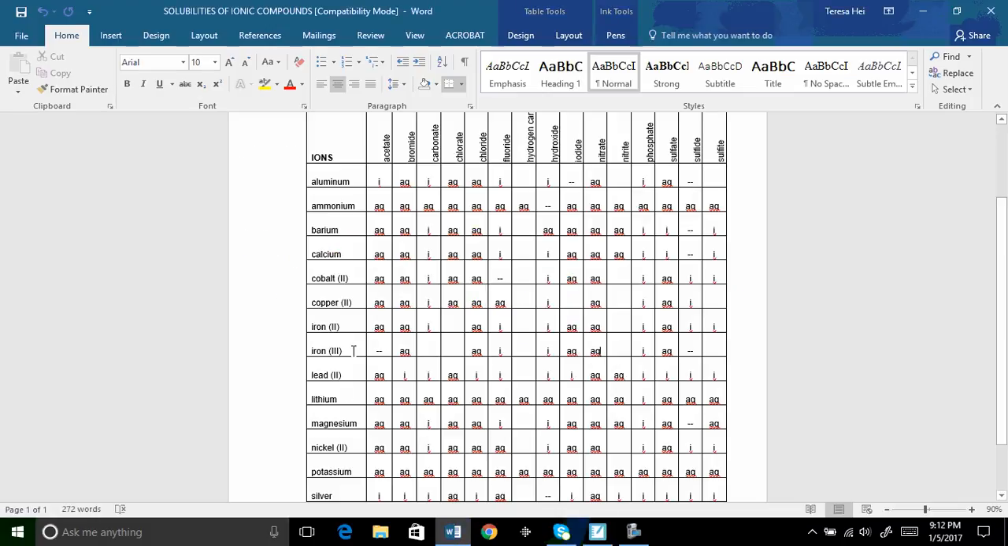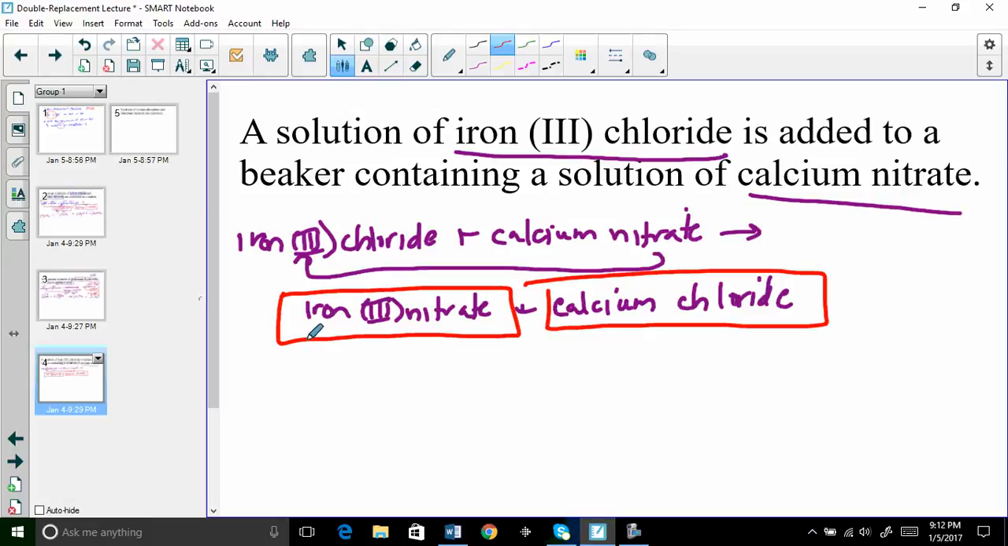Is iron 3, which is right here, nitrate, which is right here. It's this box. I'm going to shade it. Iron 3 nitrate is AQ. So I'm going to go back here. This is aqueous, not a precipitate.